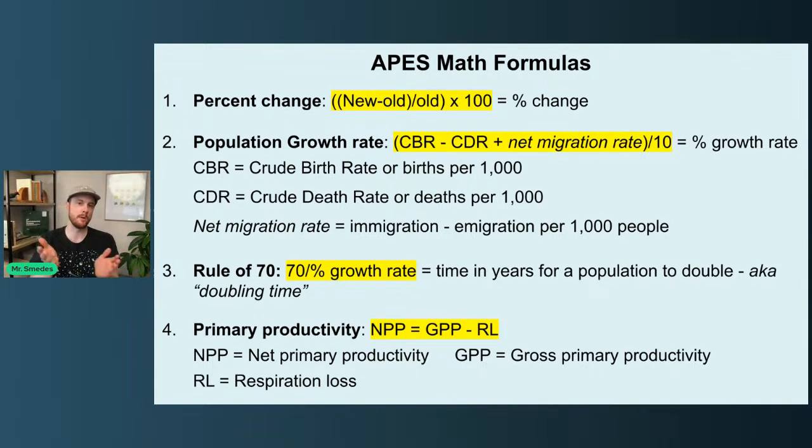I would just remember new minus old over old times 100 and then 70 over R. You don't often need the population growth rate and you don't often need net primary productivity. So I would just memorize by doing the percent change formula a couple times. Same thing with the rule of 70. 70 over growth rate, that's the doubling time.